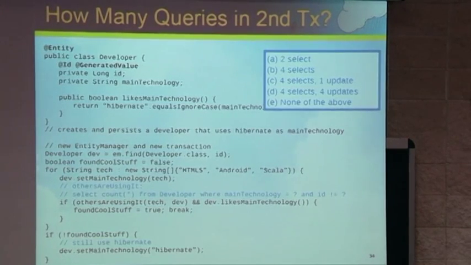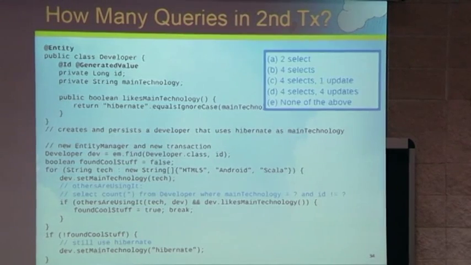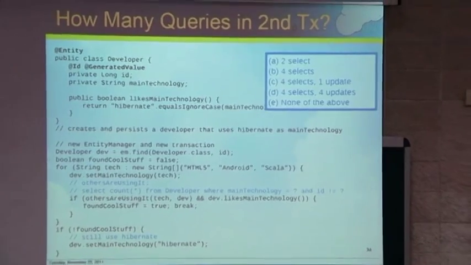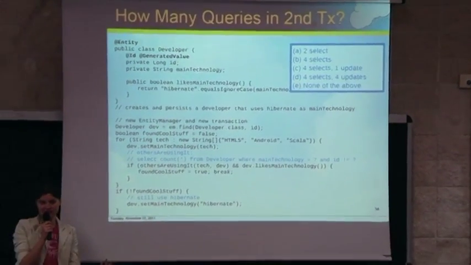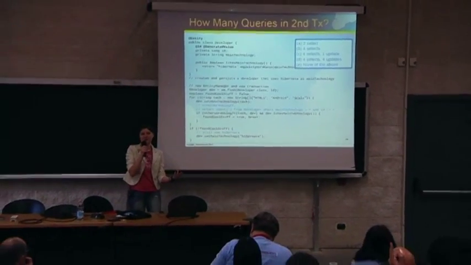Yep. There is the guy who still believes me. Can you imagine this? I'm flattered. Thank you. What about C? 4 selects and 1 update. Just to update at the end. D, 4 selects and 4 updates. Why? Why do you think so?